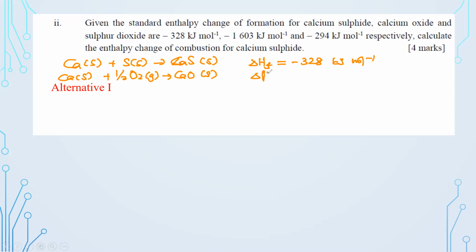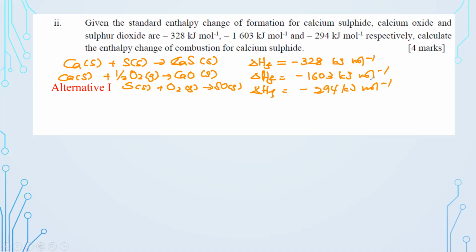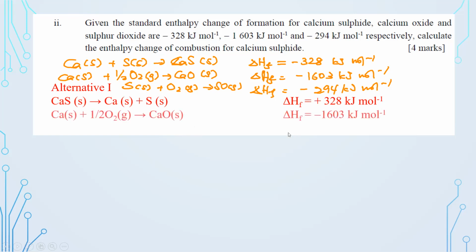So enthalpy change of formation is equal to negative 1603. And then you have sulfur dioxide, sulfur solid plus O2 gives SO2 gas. So delta HF is equal to negative 294. Okay, so always try to write this first. Only then you start to manipulate. So how do you manipulate? So you reverse the calcium sulfide. So CaS gives Ca and S, enthalpy change of formation is positive 328. Calcium solid plus half oxygen give calcium oxide, negative 1603. And then sulfur plus oxygen give SO2, enthalpy change is negative 294.